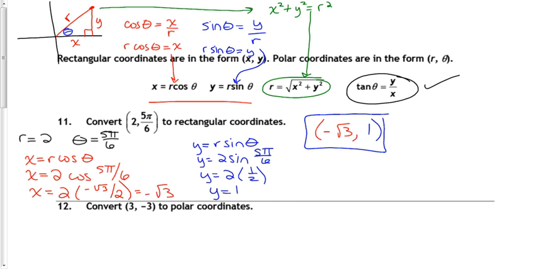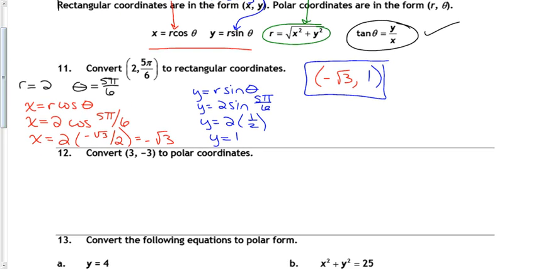So for number 12, we're going to convert 3, negative 3 into polar. So now we're going backwards. We have x and we have y, and we're trying to find r, and we're trying to find theta. So to do this, I would go ahead and I would use the same idea that we just used, except because I've got x and y, I would start by finding the radius.